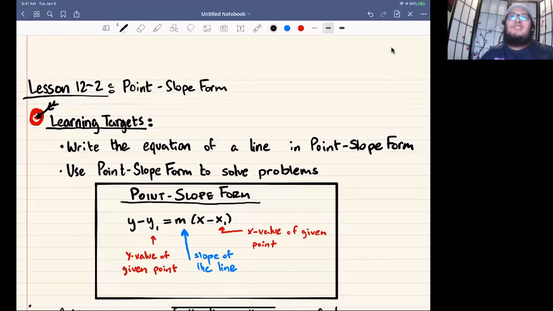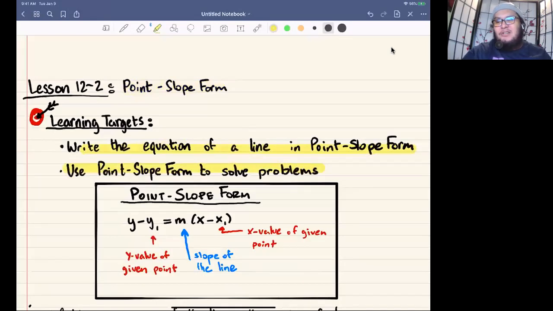All right, so today we're coming at you with a new lesson, 12-2, point slope form. So yeah, we're going over the unit that involves slope, and we all love slope. Remember, slope is rate of change, in case some of you guys forgot. All right, so today's learning targets are we need to be able to write the equation of a line in point slope form and use point slope form to solve problems.